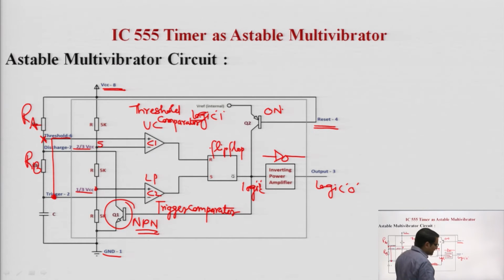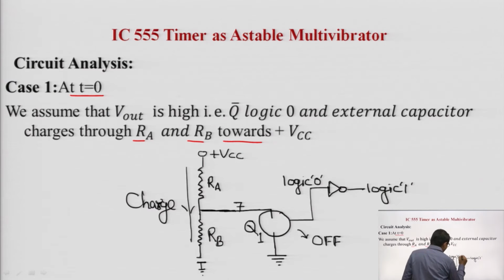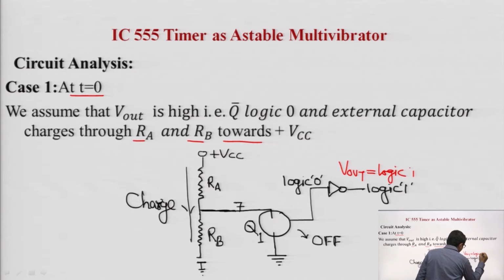Now we discuss the circuit analysis. First consider the case at t equal to 0. At t equal to 0, we assume that V out is high, that is Q equal to 0, and the external capacitor charges through RA and RB towards plus VCC. This is our inverter and this is V out, considered as logic 1. We assume that output V out is logic 1.